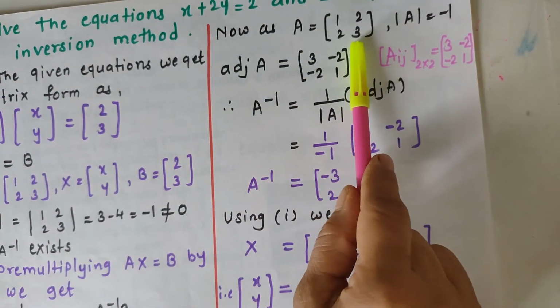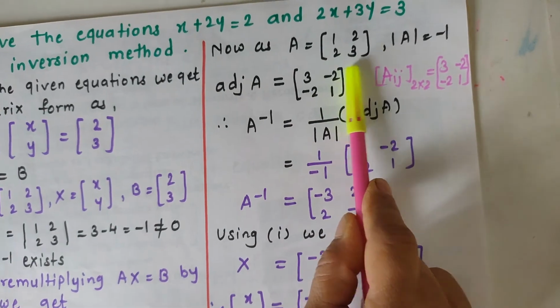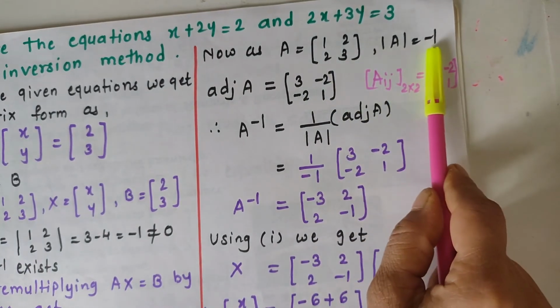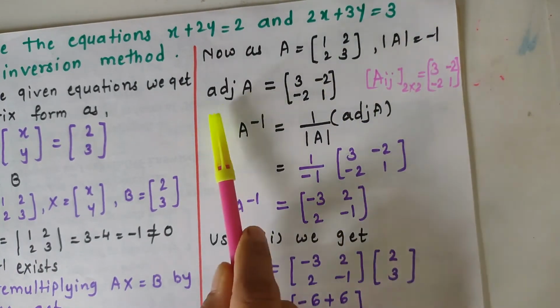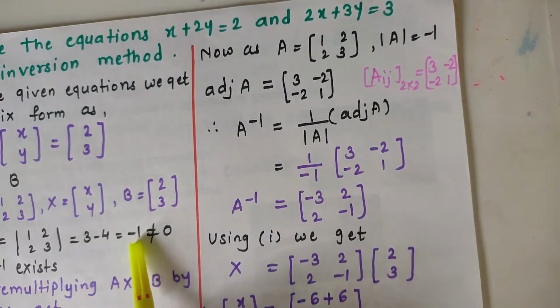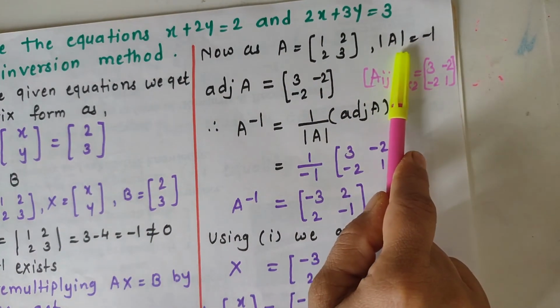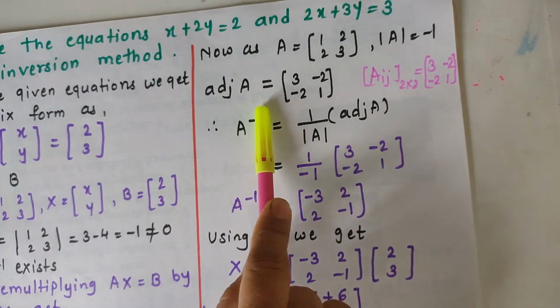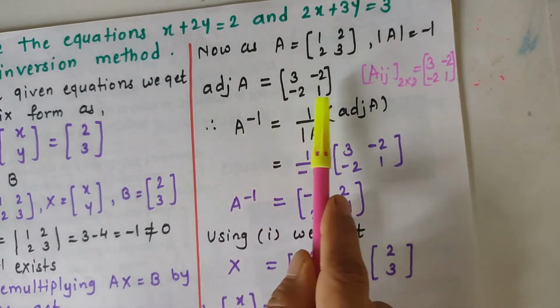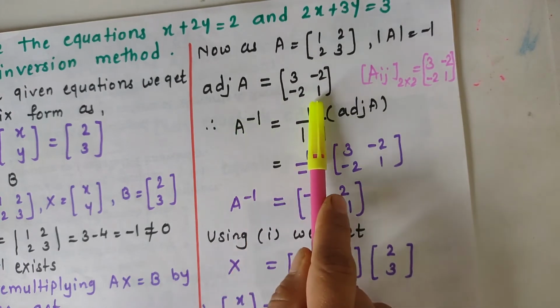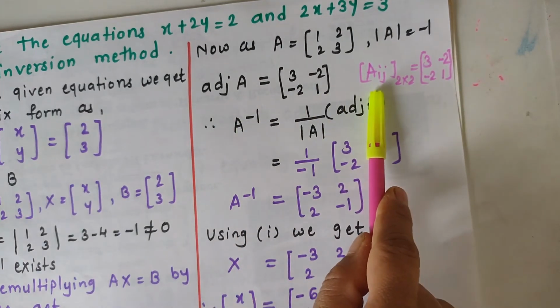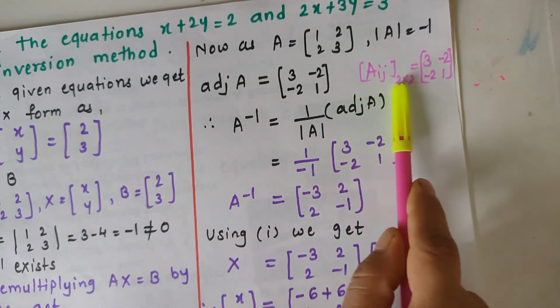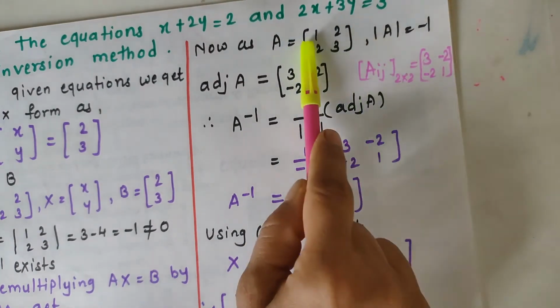Now as A is the coefficient matrix and the determinant of A is equal to minus 1, we have already found the value of the determinant of A. Then find the value of the adjoint of A. We know that the adjoint of any matrix is the transpose of the cofactor matrix. So find the cofactor matrix of A.